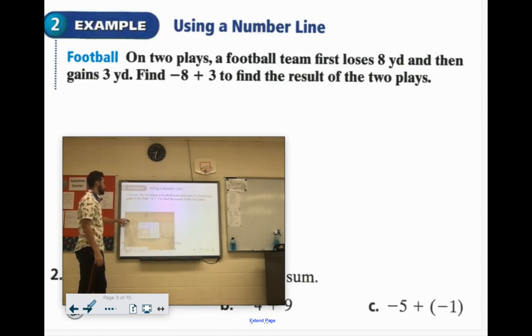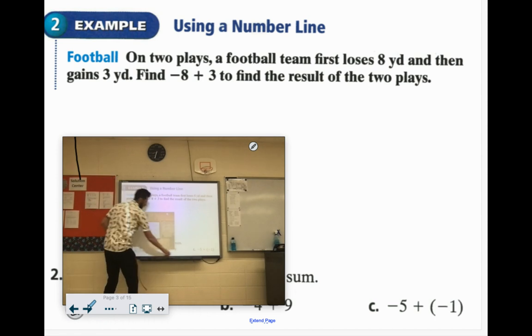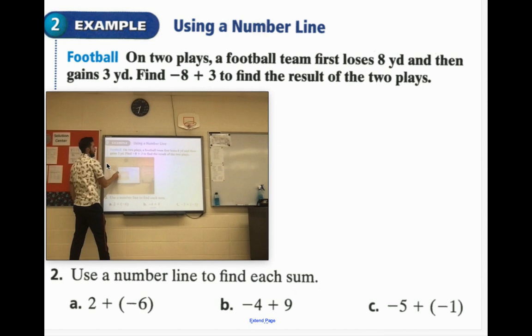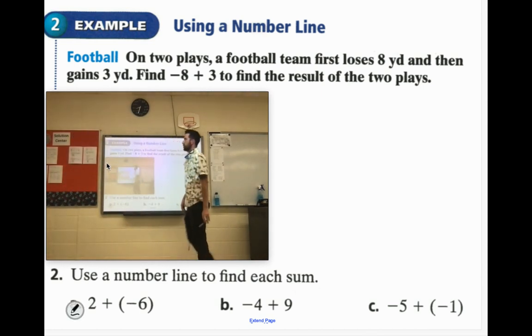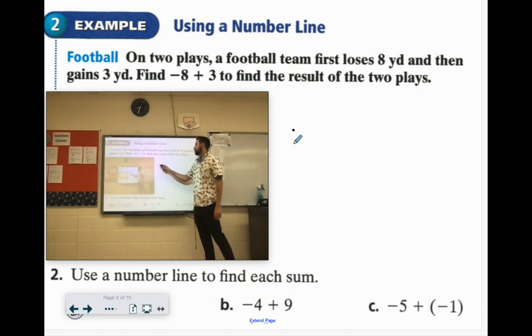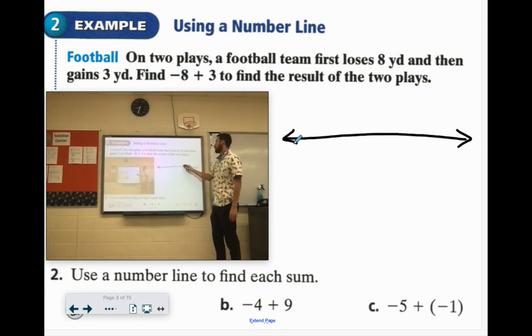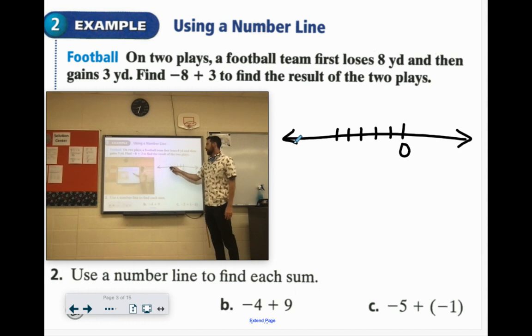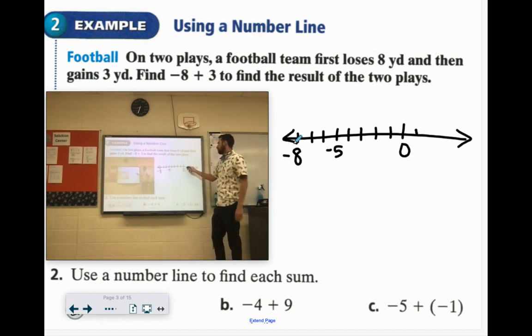Using a number line is another way that you can do these kinds of problems. Let's start writing on it. On 2 plays, a football team first loses 8 yards and then gains 3 yards. Find -8 plus 3 to find the result of the 2 plays. So if we draw a number line with 0, -1, -2, -3, -4, -5, -6, -7, -8. That's as far as we have to go that way. We'll go up to 3.